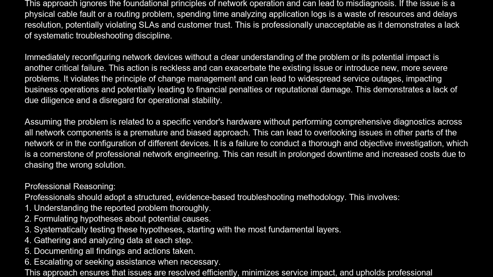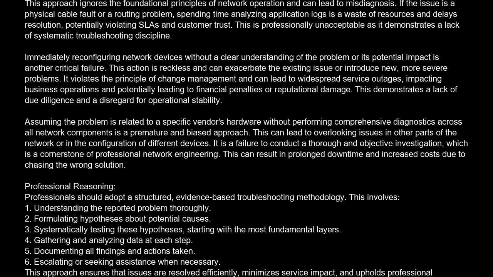This can result in prolonged downtime and increased costs due to chasing the wrong solution. Professional reasoning. Professionals should adopt a structured, evidence-based troubleshooting methodology. This involves: 1. Understanding the reported problem thoroughly. 2. Formulating hypotheses about potential causes. 3. Systematically testing these hypotheses, starting with the most fundamental layers.